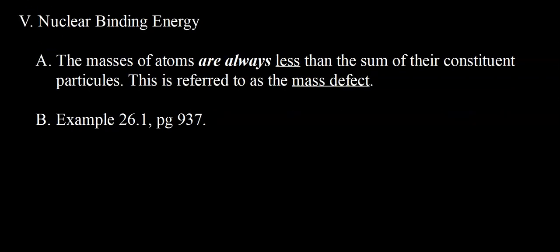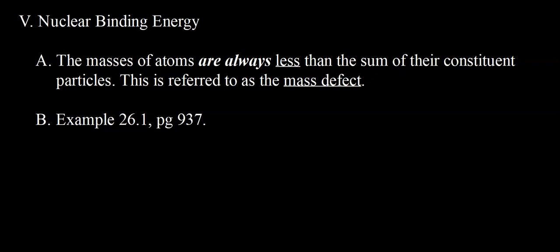All right, so we can determine relatively how stable a nucleus is by looking at what's called its nuclear binding energy. Now, related to nuclear binding energy is something known as mass defect. We'll get to that in a second. Here's kind of the definition. The masses of atoms are always less than the sum of their constituent particles. So this difference in mass between the sum of the parts and the whole is known as mass defect.